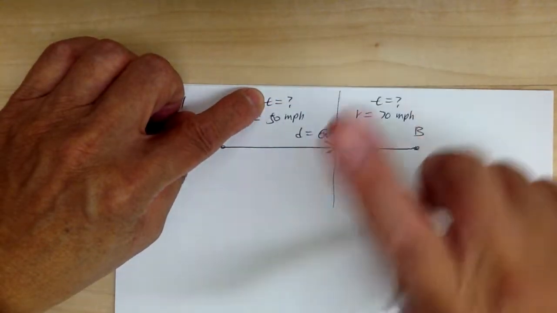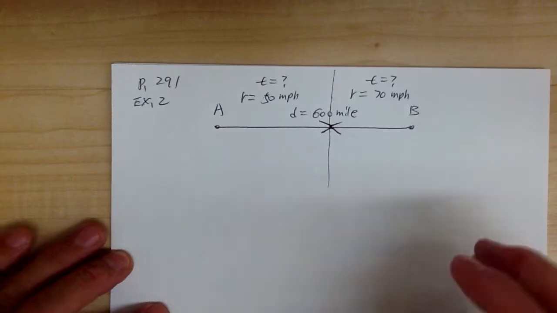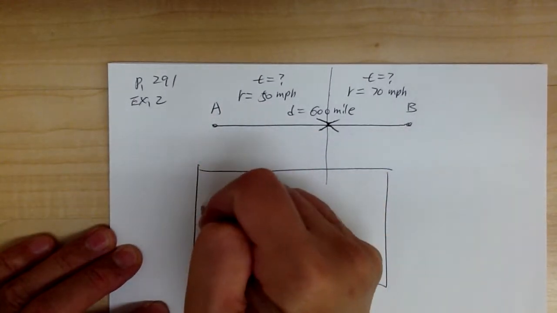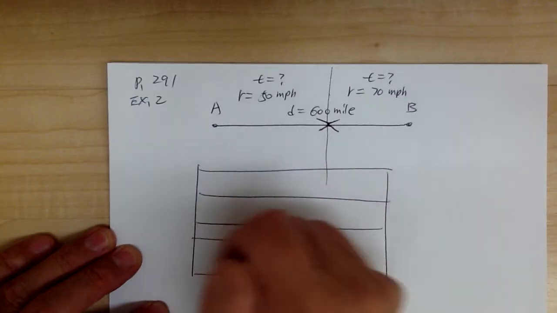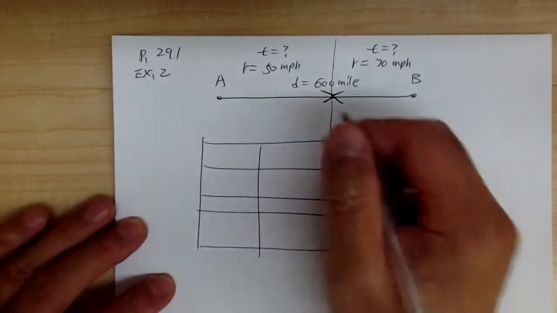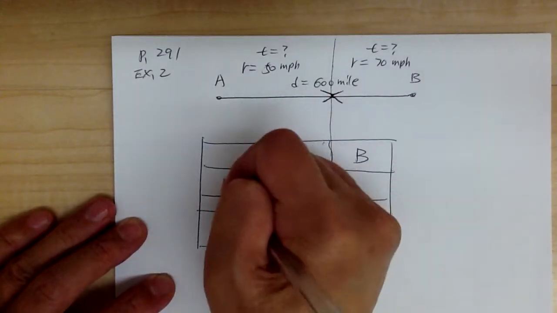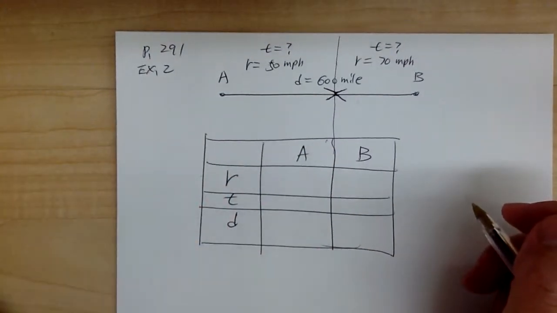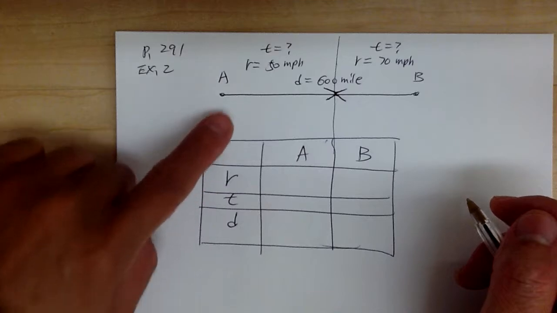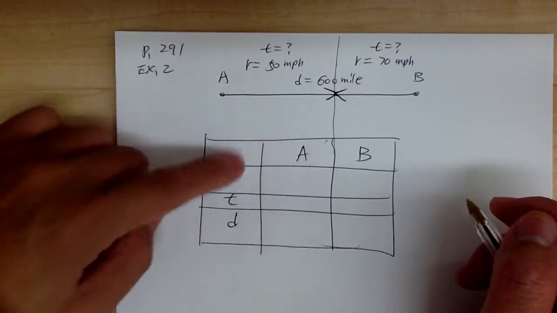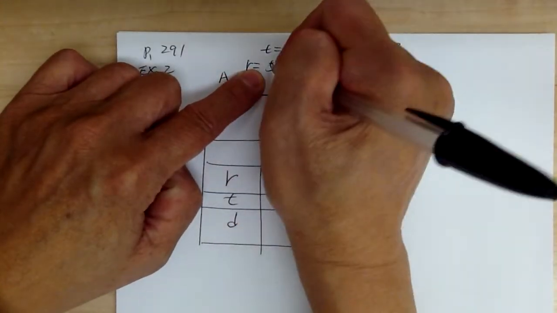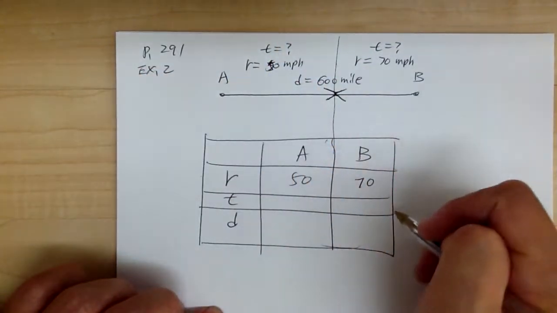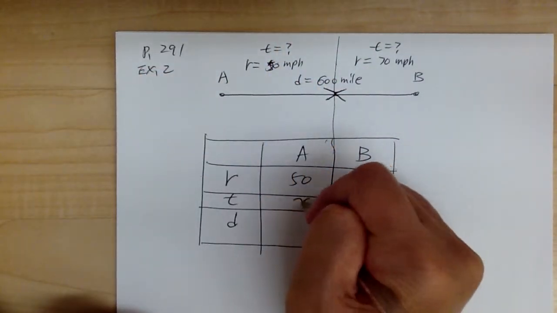So the one thing you have to remember, one thing you have to realize. So you can make the table. This is train A, train B, so it's R times time equals distance. You can start to fill in the blanks. Over here, train A, the speed is 50, that's the 50. Train B, the speed is 70. Time you don't know, so put an x.